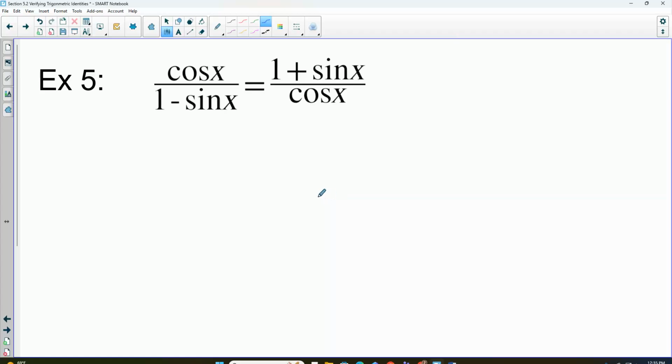Which side would you box in first? Alright, it's really a toss-up. They're pretty similar, so you just pick one, and we're going to work and see what we can get.